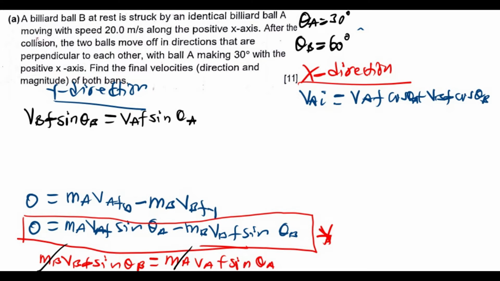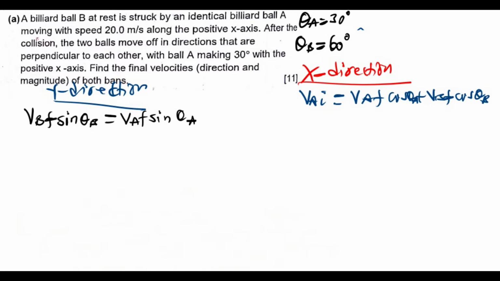Now let me create space down here so we can plug in the values. According to the data which have been given, the initial velocity is 20. That is for VA. For the y formula, we don't have any initial velocity, and our goal is to find the final velocities. So let's plug in the values from the x direction here. The initial velocity is 20, is equal to VA final, we don't know, but we know the theta, that is 30 degrees, plus VBF, we don't know, but we know the theta to be 60 degrees.